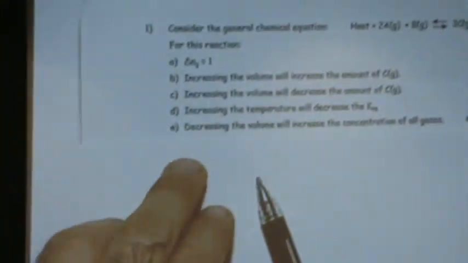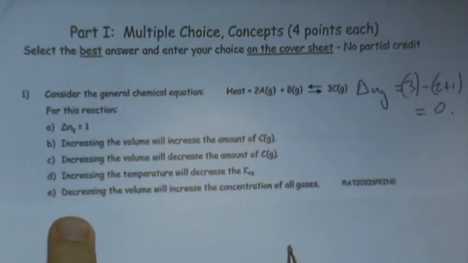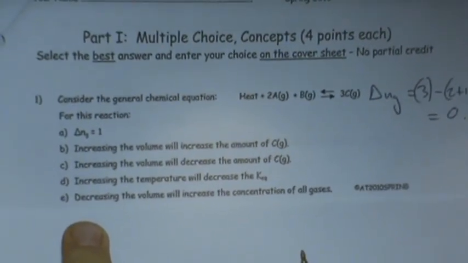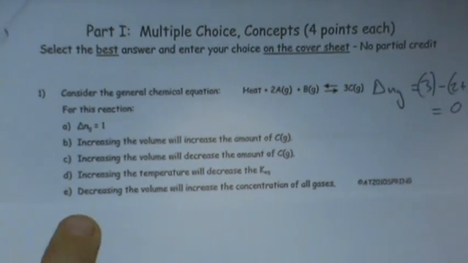Is there a situation where E wouldn't be correct? Yeah. Well, if you say decrease the volume will decrease the concentration of gas, it will be wrong. So the answer is E.